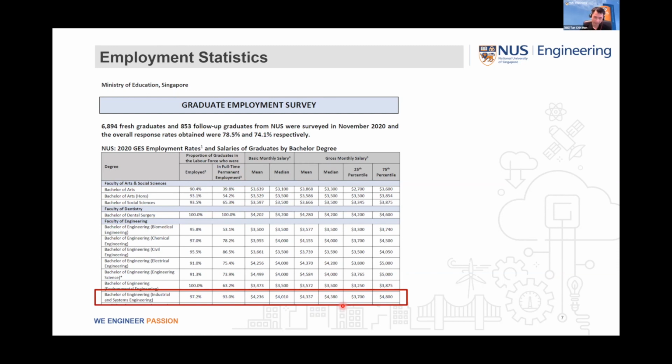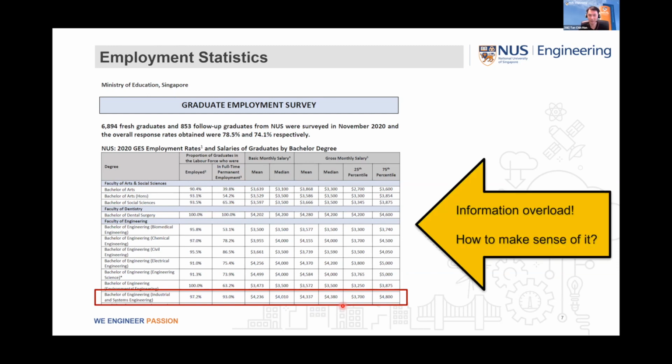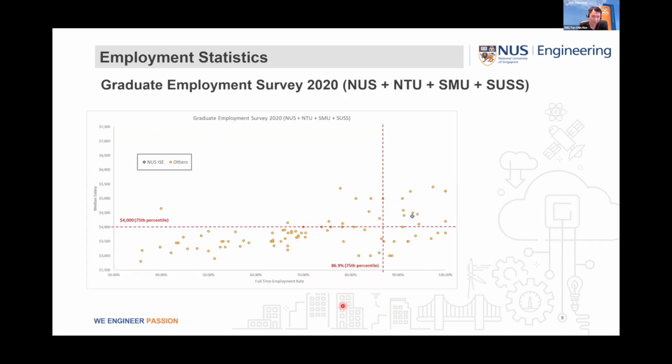But being an industrial engineer, you have to appreciate that if you present this information to your stakeholders in a boardroom, it's going to be a whole mess of numbers. How do people make sense of this? Being an industrial engineer, this is what we would typically do. Since there are two dimensions that we're interested in, we plot this on a two-dimensional plot.